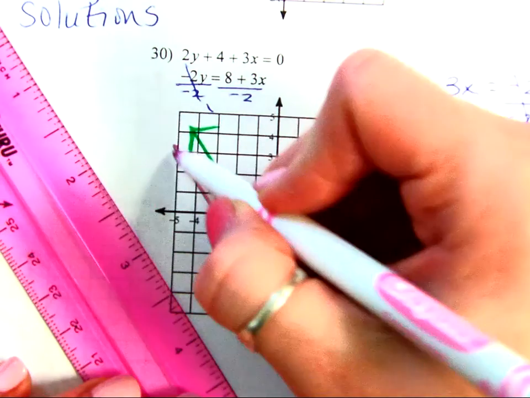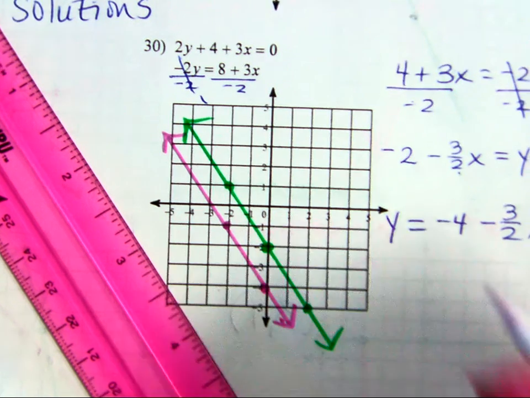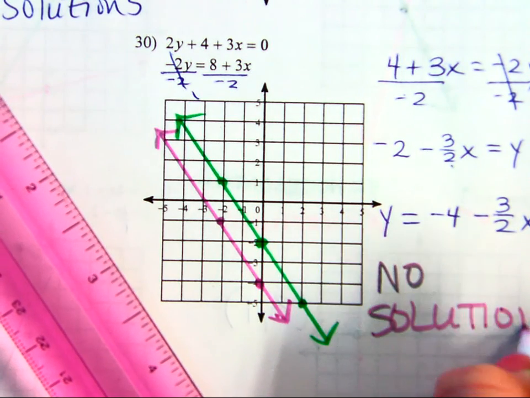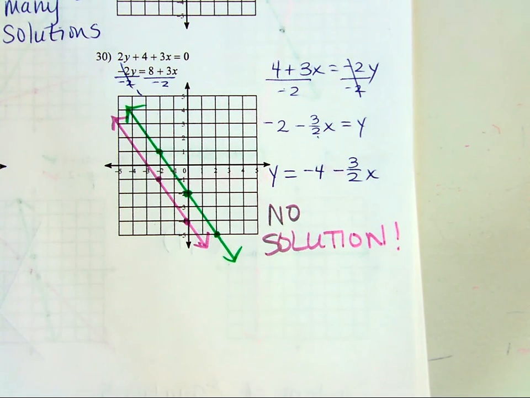So what's true about these lines? Do they intersect everywhere? No, because they have different y-intercepts. So they have the same slope, but they have a different starting point. If the whole point of solving a solution for the system is where do they intersect, and they don't, your answer is no solution. Okay? So those are kind of your two special cases.